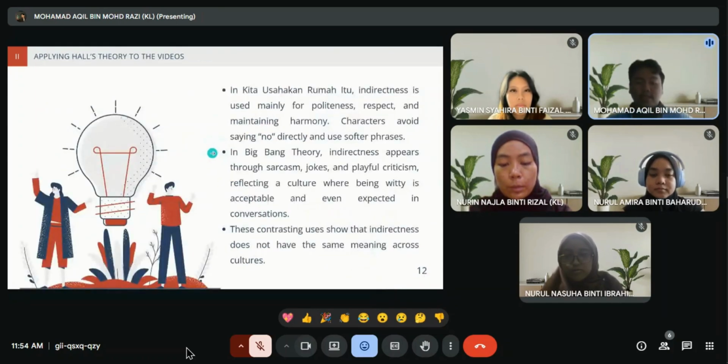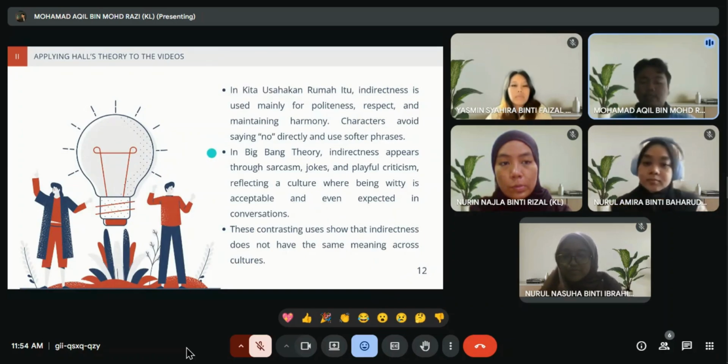The next one is applying Hall's theory to the two videos. Okay, in Kita Usahakan Rumah Itu, indirectness is used mainly for politeness, respect, and maintaining harmony.